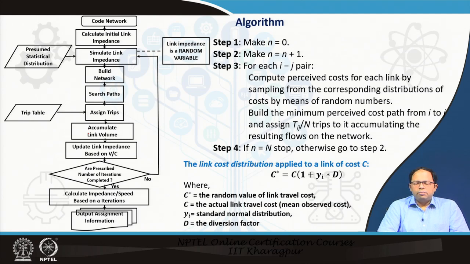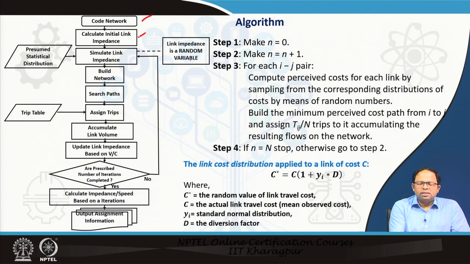So, let us see the algorithm. We first code the network. Coding the network means assigning the different characteristics of the network. We calculate the initial link impedances and the initial travel times, and then use a statistical distribution for what people perceive about the cost of each link. We already know the mean value of the links, the link impedance. Then we simulate the link impedance. We pick a random number, see where it fits into the distribution, choose that particular value from the distribution, and adopt that travel time for a particular link for that group of individuals.